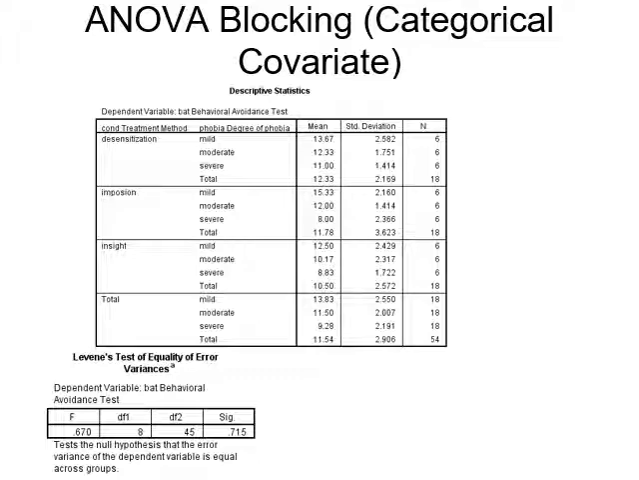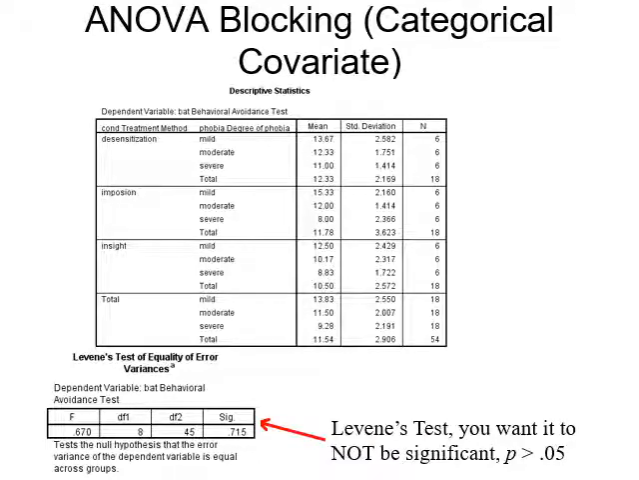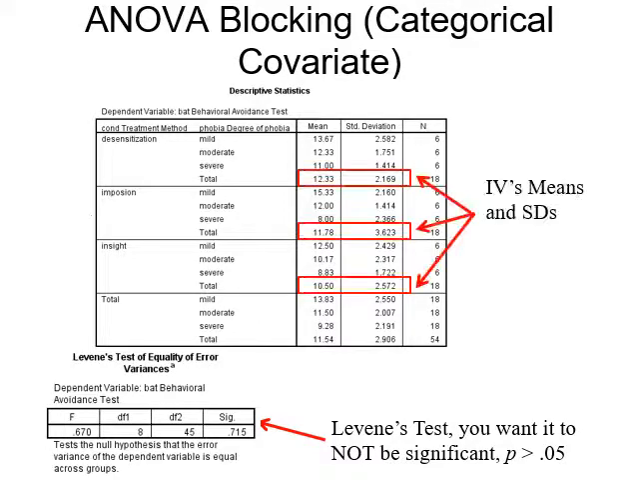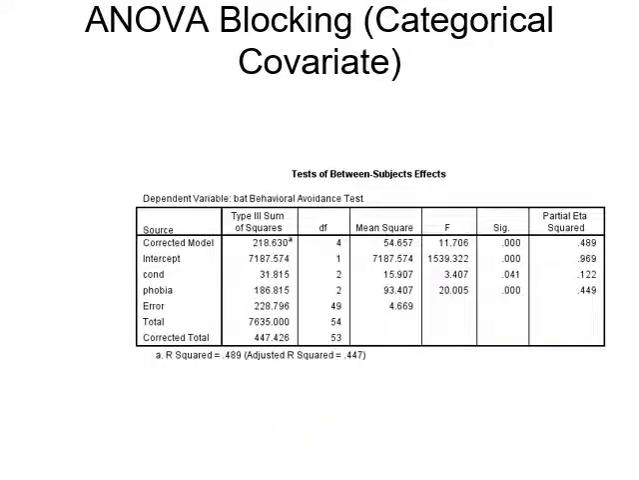And we have all our means there, and we also have our Levene's test, which we want to be insignificant. We want it to have a p above 0.05, but honestly, we can even accept it down to a p of 0.01 before we're really that worried about it. And we can see our IV's means and standard deviations in this table: desensitization, regardless of your level of phobia, implosion, regardless of your level of phobia, and insight, regardless of your level of phobia.